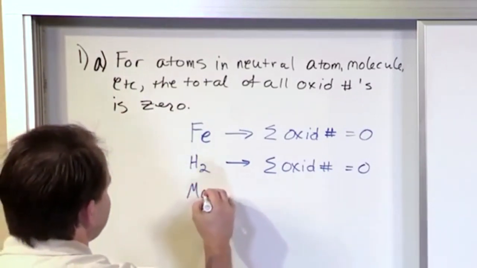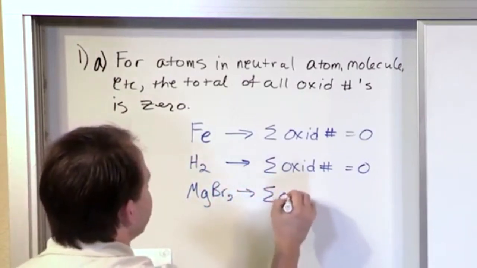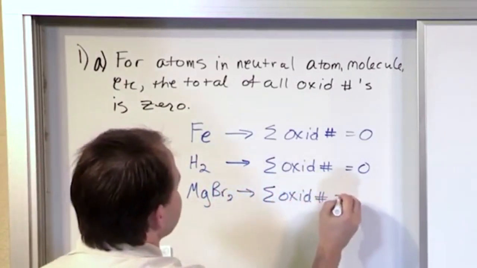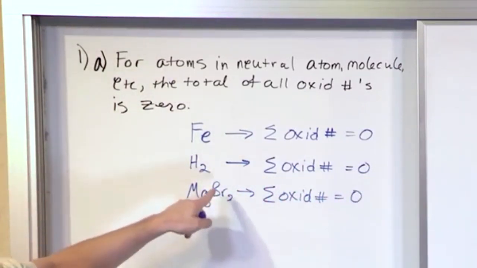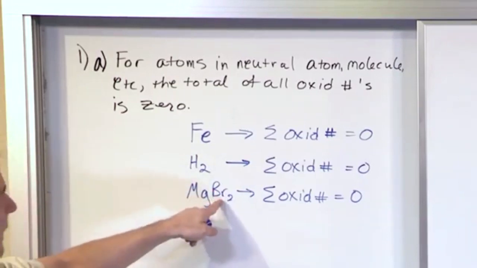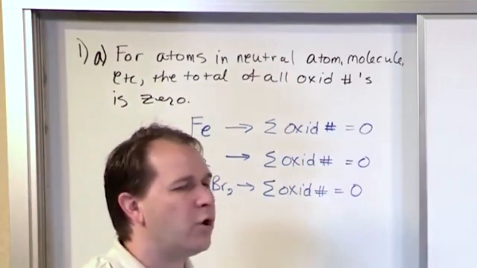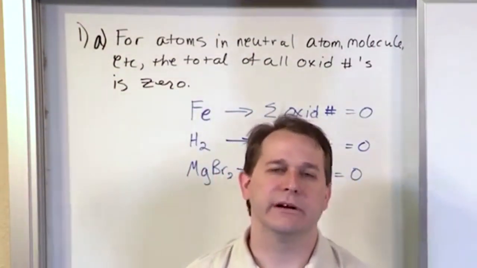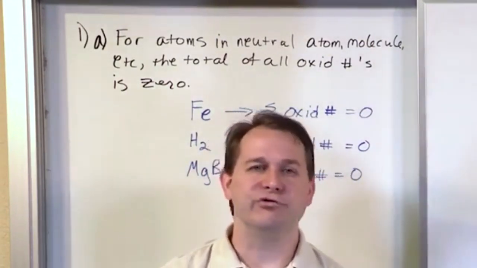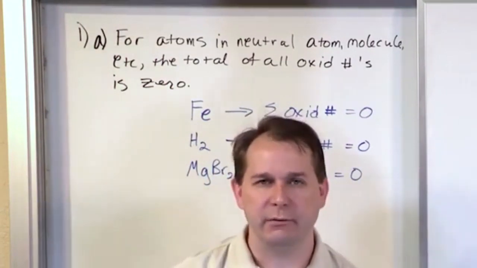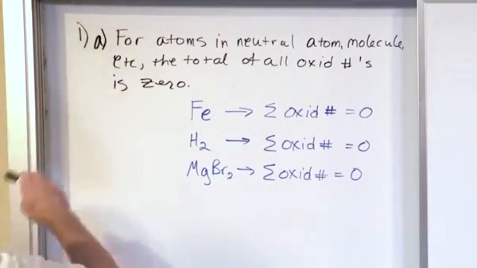All right, let's look at something like magnesium bromide, MgBr2. What it's saying is the sum of the oxidation numbers in this compound is 0. So if I find the oxidation number of the magnesium, and if I find the oxidation number of the bromine, then once I multiply by the subscripts and add everything together, I'm going to get 0. So all Rule 1a says is something that you already really kind of know from what we talked about before. The sum of all the oxidation numbers in a neutral atom or compound always has to be 0. All right, that's all that this is saying. And it's an important rule, and it's the very first rule on the list.